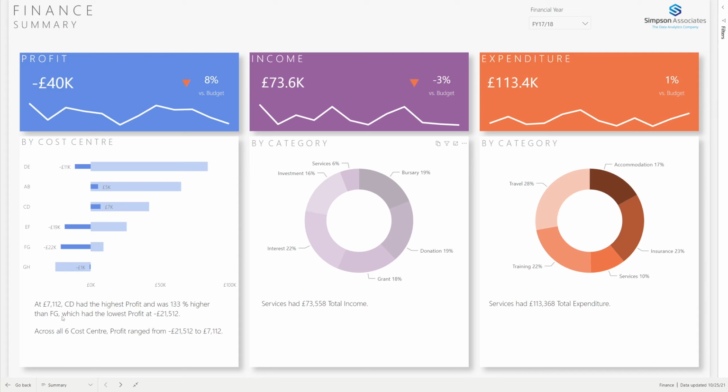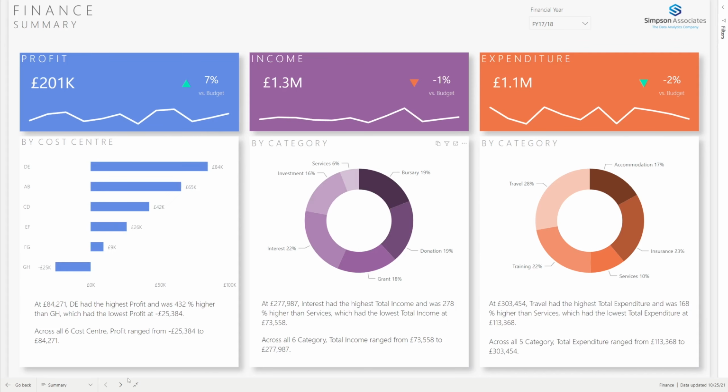We don't have to spend ages writing narrative every time a report is made, on a monthly basis or something, and have to worry about whether or not it's going to be filtered or whether it's still true if the user filters a report. We can get Power BI to actually create narrative for us that is completely dynamic based on user selections.